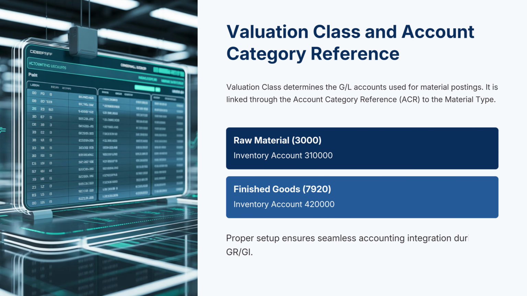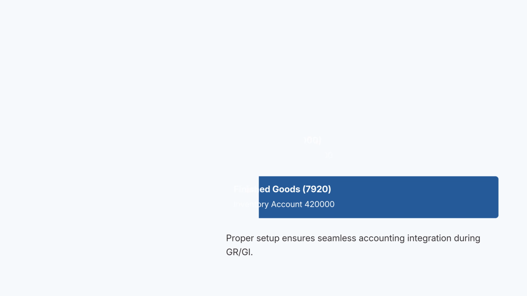Valuation class and account category reference. Valuation class identifies which GL accounts will be used for a specific material type. It's linked to the material through the account category reference. For example, raw materials may use an inventory account like 31,000, while finished goods post to 42,000. This mapping is the foundation of accurate and automated financial posting.